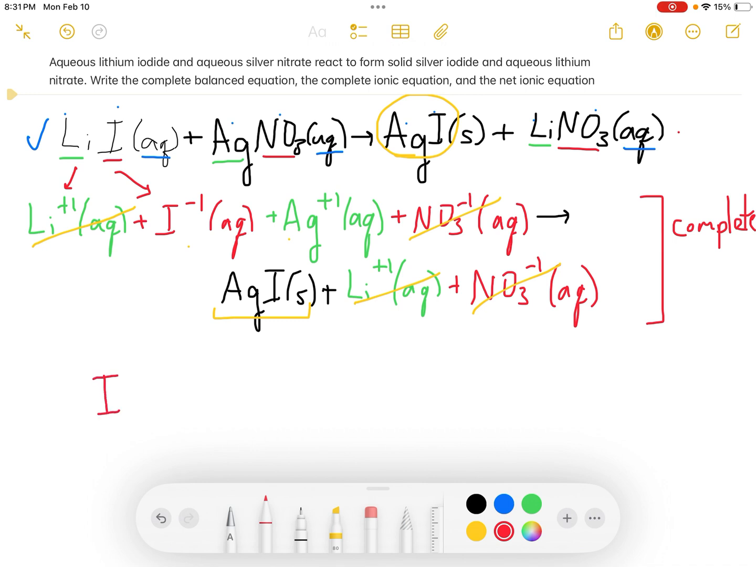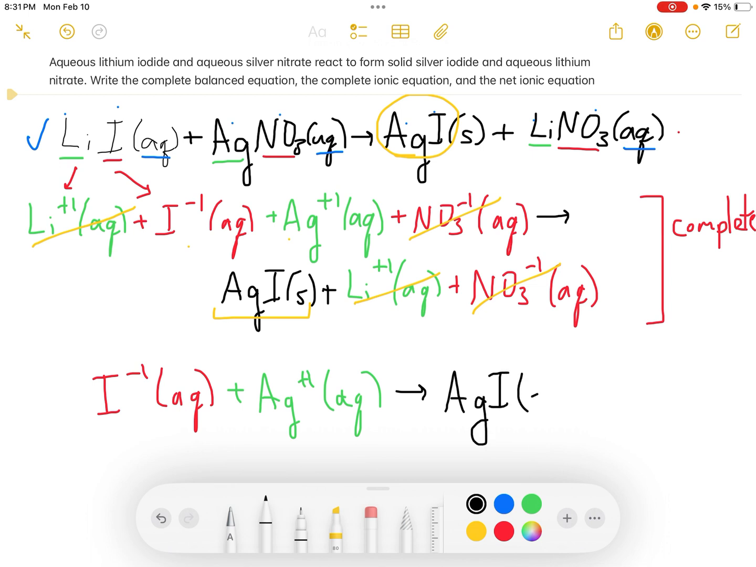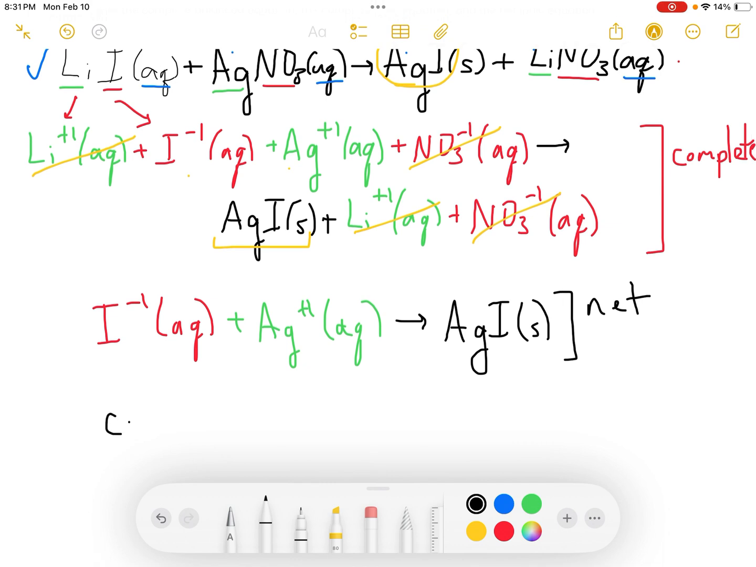So we have our iodide ion plus our silver ion reacting to form silver iodide. And this is our net ionic equation, because it's what is left over from the complete ionic equation after we've subtracted off the spectator ions. So the complete ionic equation minus spectator ions will equal your net ionic equation.